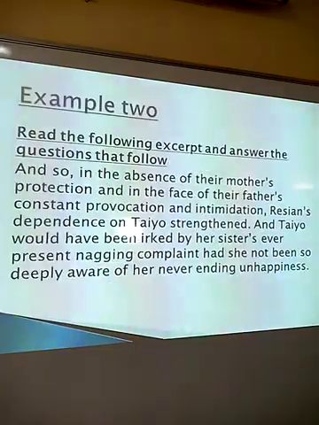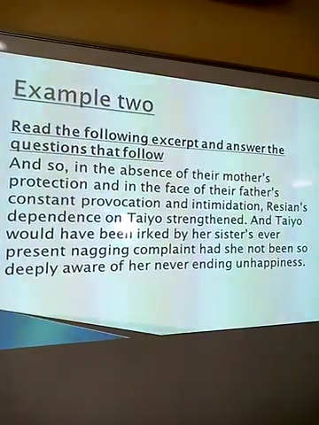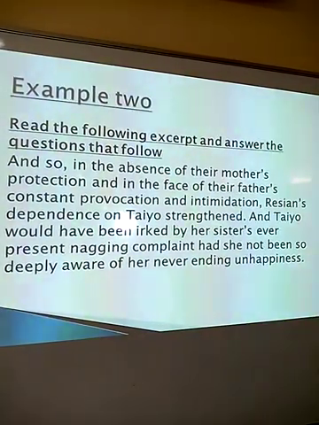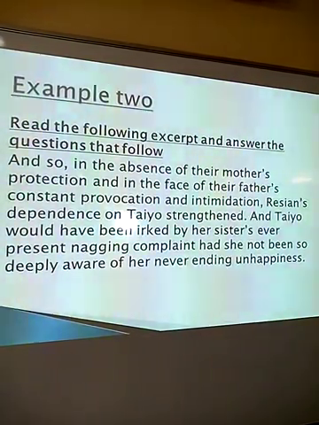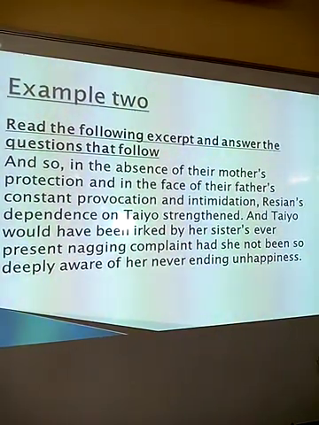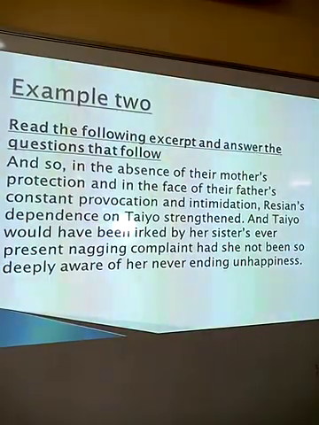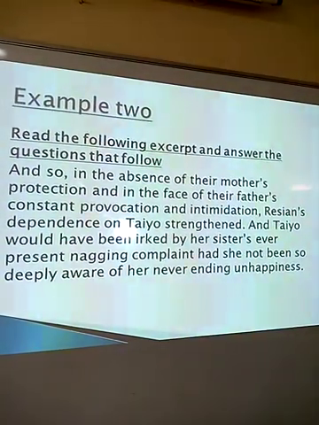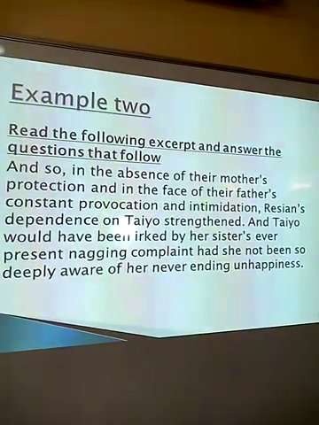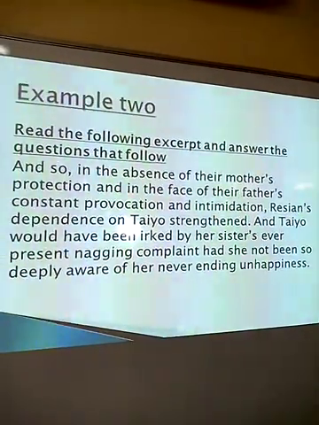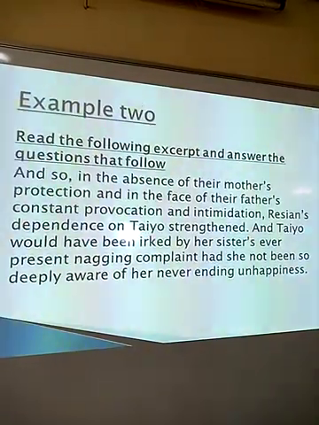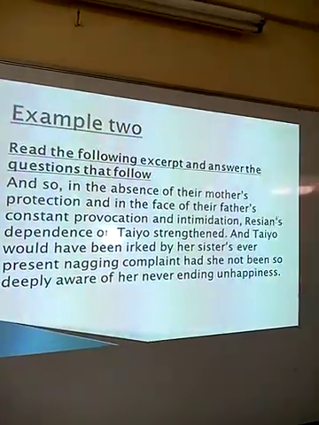So from the example that you've read in the excerpt, we see that this girl had gone through a lot. From the mother failing to protect her to the father's provocation and intimidation. And that's why we're told that even though she was justified to feel annoyed by her sister's nagging complaint, she was aware about her unhappiness. She had seen how she had suffered in the hands of their cruel father and the fact that the mother failed to protect her. And now she sympathized with her, she empathized with her situation. And she was deeply aware of her never-ending unhappiness.